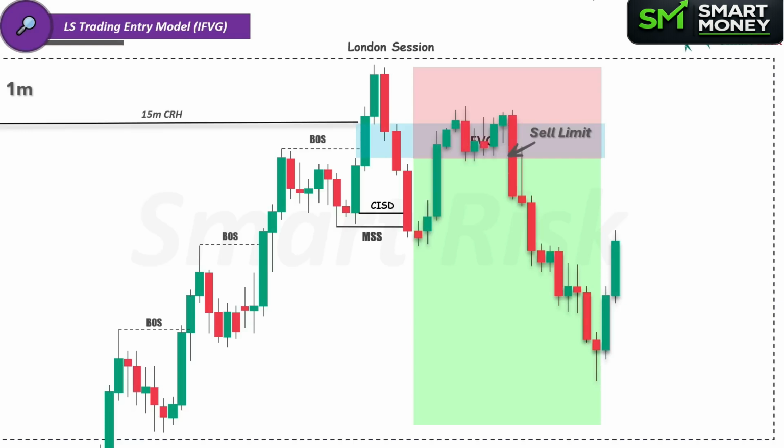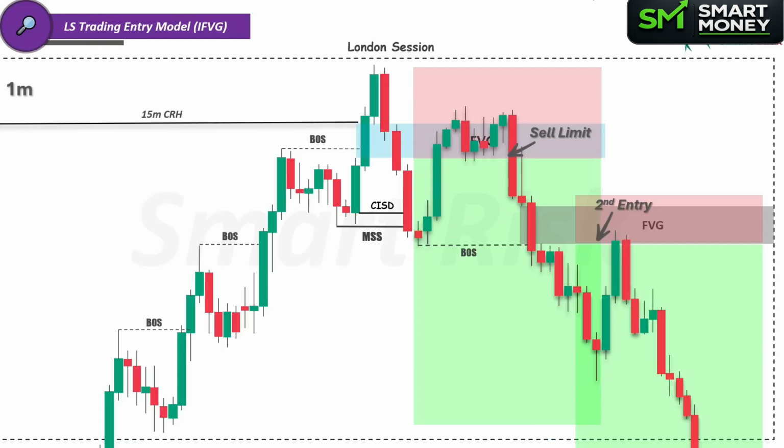If the first position is already running in profit, and there is still enough room for price to continue lower, we can also look for a continuation entry. This often appears when price creates a fresh bearish fair value gap during a pullback after the new bearish structure is confirmed. In that case, the next unmitigated bearish fair value gap can be used as a second entry, with the stop loss placed a few pips above the most recent swing high.